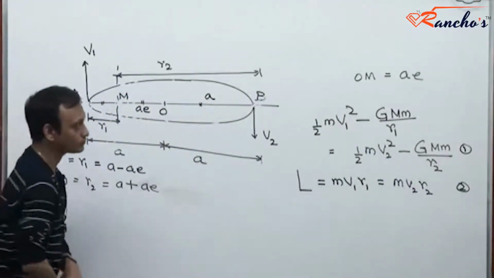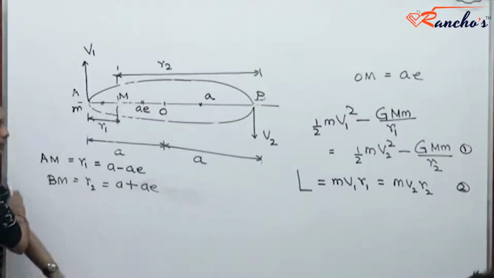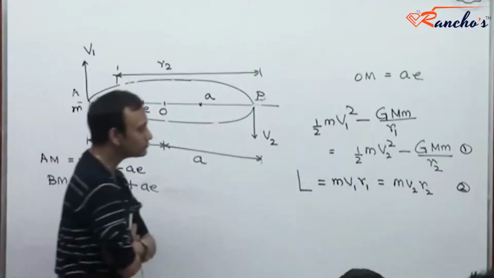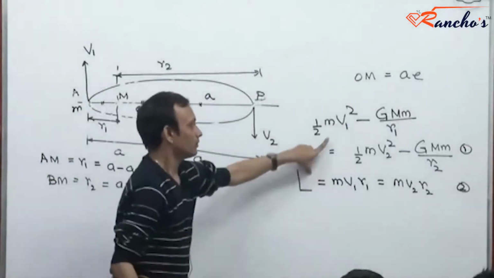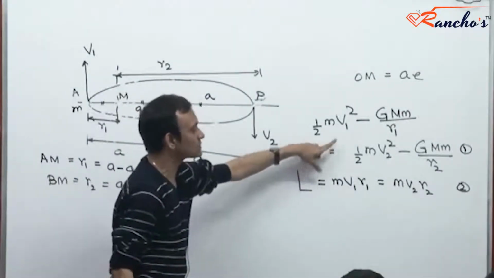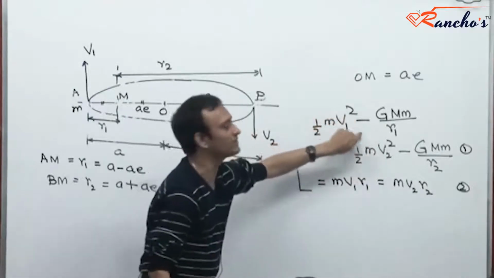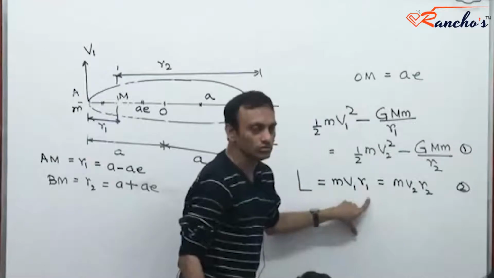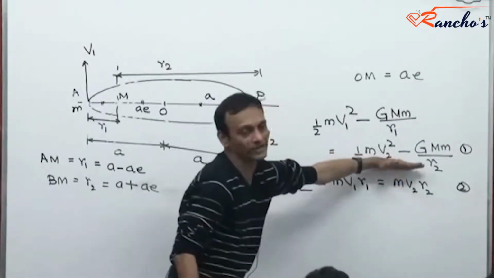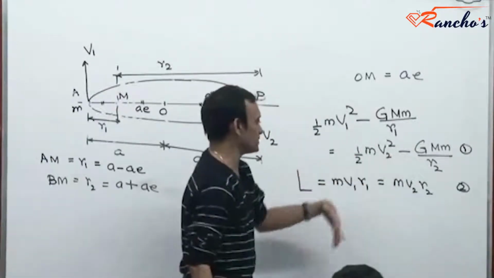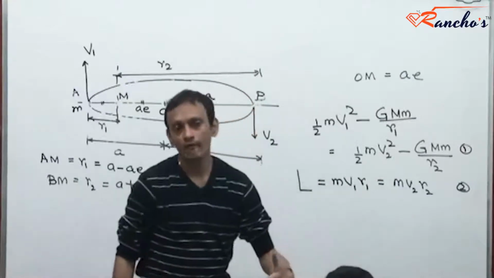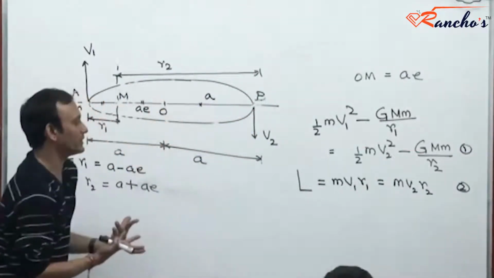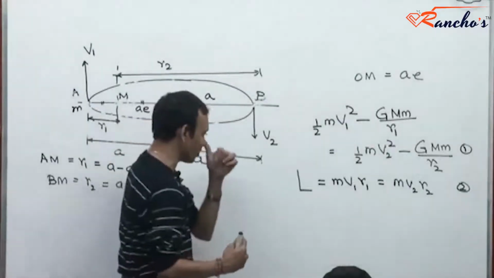Right? Now, very clearly, you can solve these two equations for V1 and V2, the velocities at the apogee and perigee, in terms of R1 and R2. Use this equation and use this equation. V1 and V2 could be solved for in terms of R1 and R2. Or the other thing that could be done is the following.